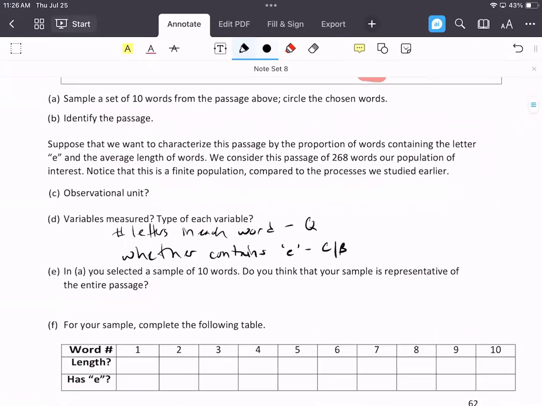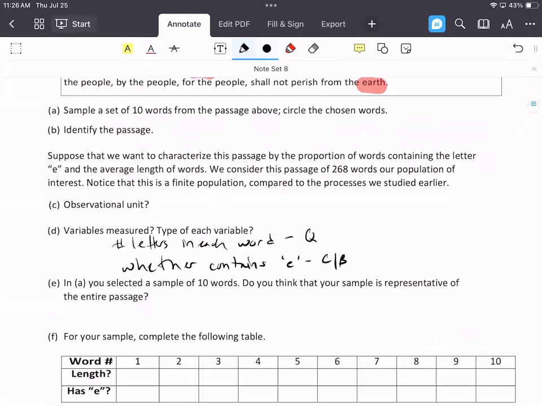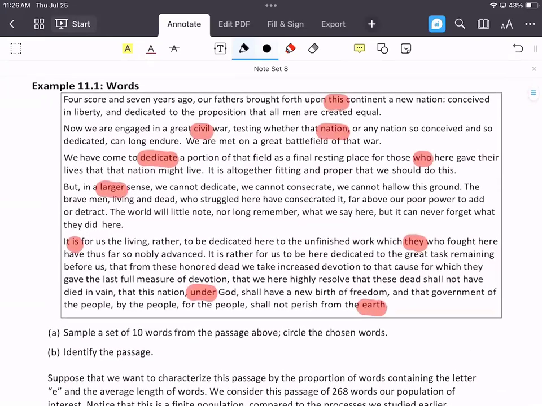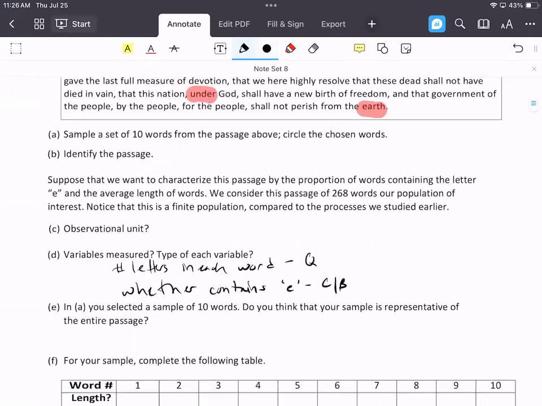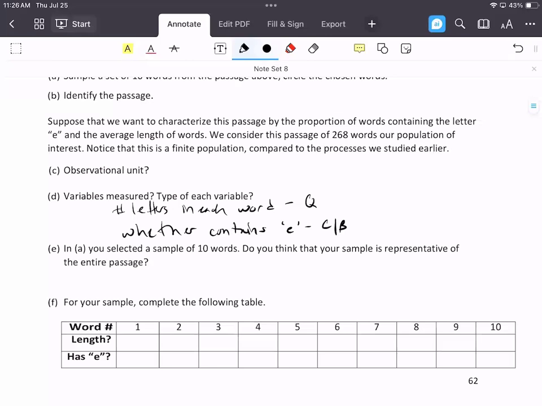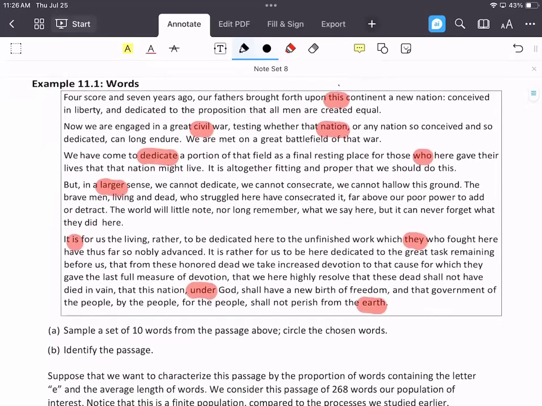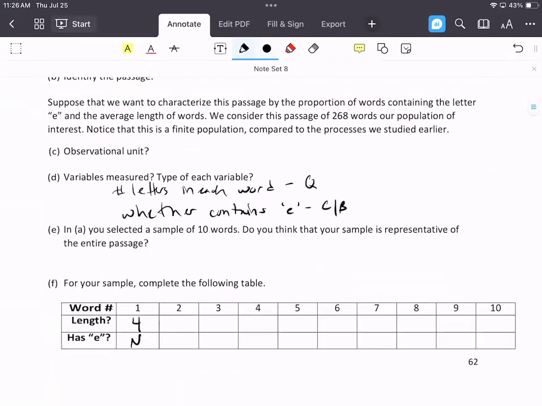For your sample, complete the following table. So I'll show you how to start that. For word 1, in this case, my word was this. It is 4 letters long. And does it have an E? The answer is no. So that takes care of word 1. Please do complete this. So civil, just do one more of mine, has 5 letters. And once again, it does not have the letter E. Please take a moment, pause the video, and complete the table for your words.